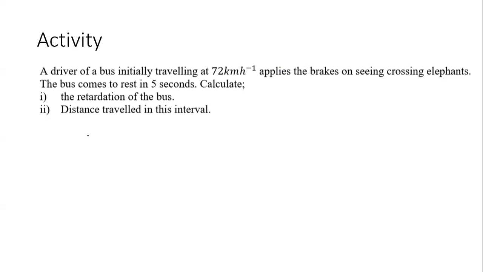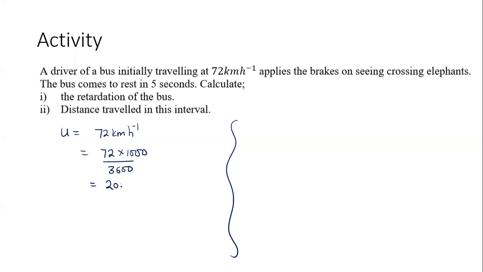So that is the first thing we convert. Initially traveling at this, it means that our initial velocity u is equal to 72 kilometers per hour, but we convert it. To convert it, we say 72 times 1000 out of 3600. And from the chart paper they are getting 20 meters per second, which is okay. Now, members, can we go on and calculate the retardation? Calculate it now.